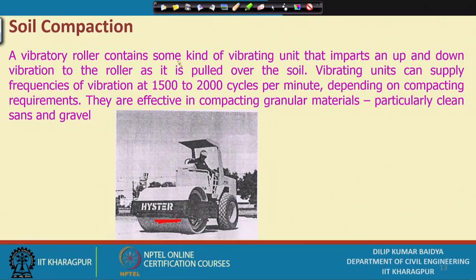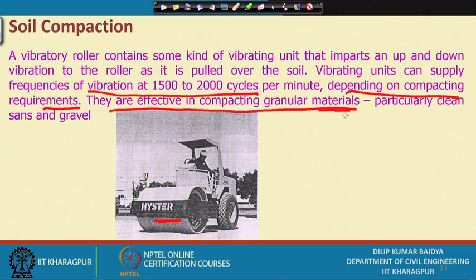So, a vibratory roller contains some kind of vibrating unit that imparts an up and down vibration to the roller as it is pulled over the soil. Vibrating units can supply different frequencies, depending on compaction requirements. They are effective in compacting granular material, as already mentioned, and particularly clean sand and gravel. So, this type of roller is very good.